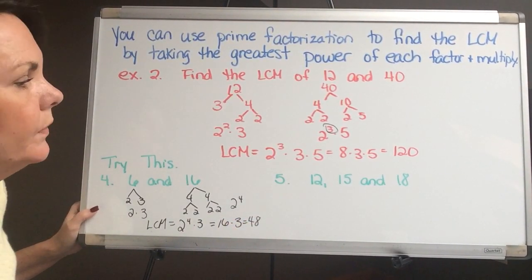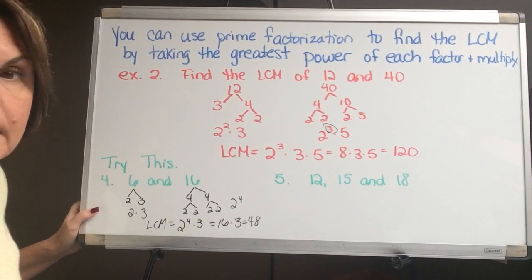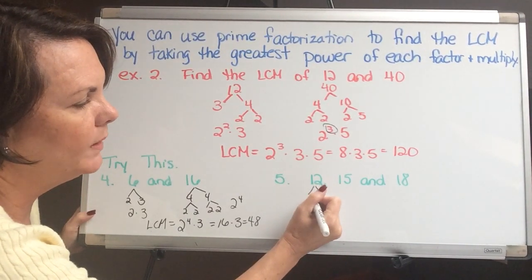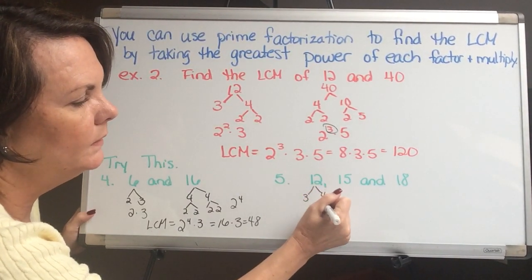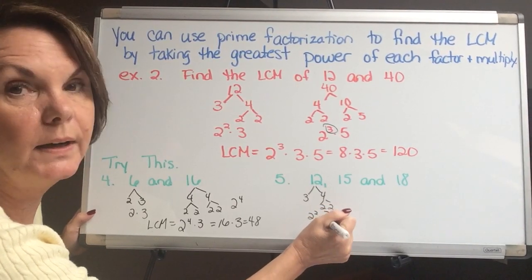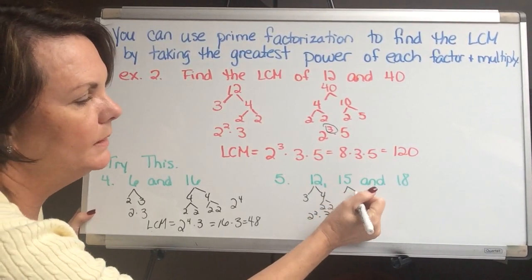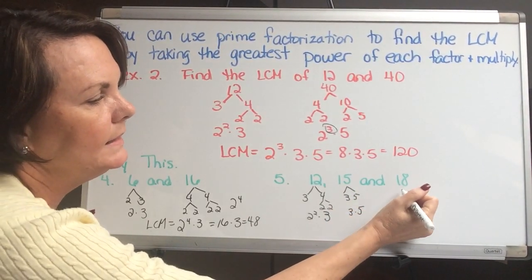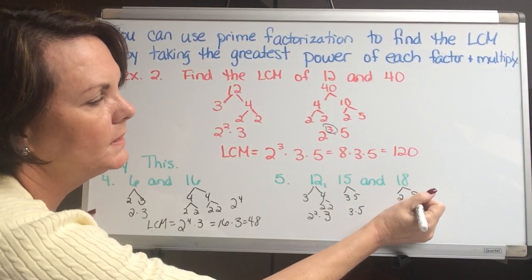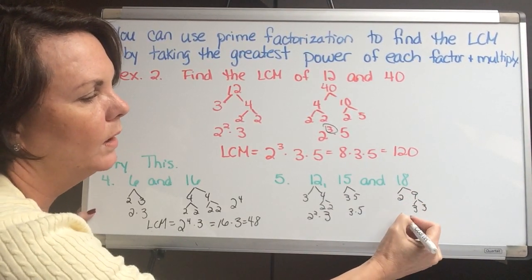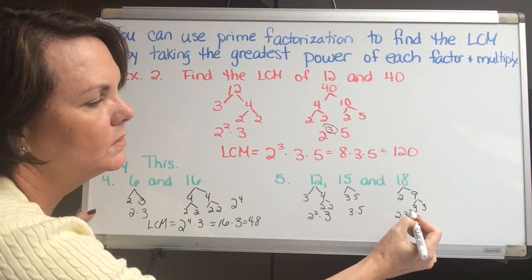Now if I take a look over here, 12, 15, and 18, again with 3 numbers, it's a little bit more difficult. So 12 is going to be 3 times 4, 2 times 2, or 2 squared times 3. And 15 is simply 3 times 5. And 18 is going to be 2 times 9, which is 3 times 3, or 2 times 3 squared.